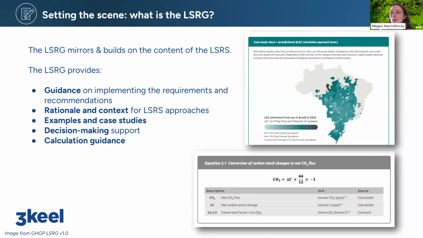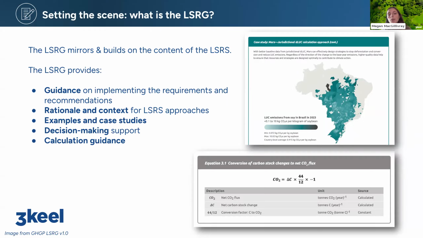So what is the land sector removals guidance? It mirrors and builds on the contents of the land sector removal standard. All of the requirements and recommendations that are within the land sector removal standard are duplicated within the land sector removals guidance. So although it's more than 500 pages long, not all of those are new.